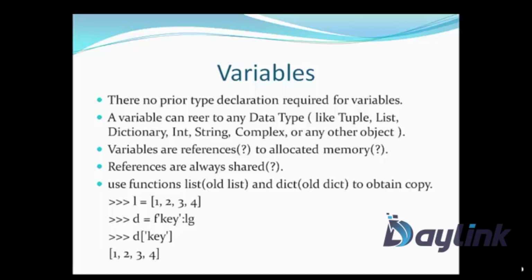L = [1, 2, 3, 4]. D = {'key': L}. Now we print D['key']. So our output is [1, 2, 3, 4].